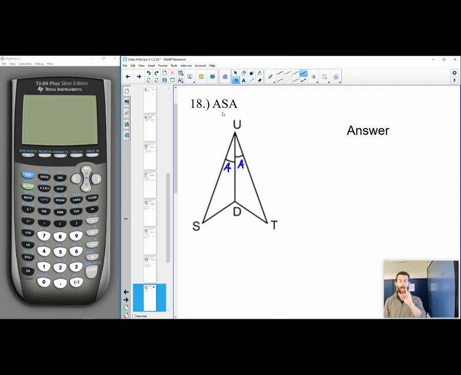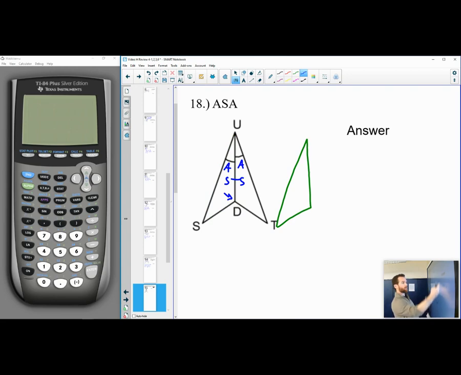I do see something we're allowed to add in, though. Those two triangles are sharing a side, so by the reflexive property, this segment UD is a congruent side in both triangles. So we're missing an angle. We're missing a pair of angles. We want it to be angle, side, angle. So in this triangle, the missing angle to have and included the side in between the two angles, we would need this angle to be marked.